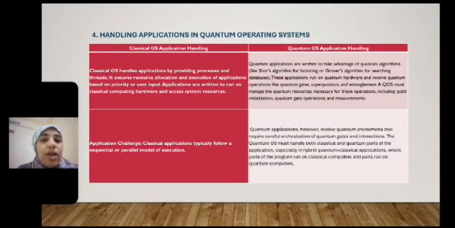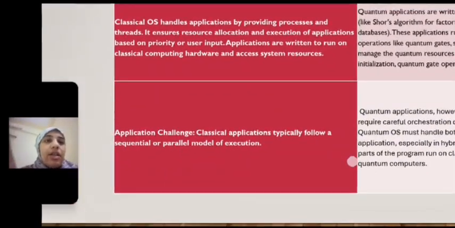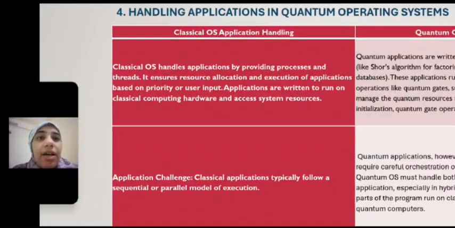Maybe this is the last one: application handling for classical OS and for quantum OS. Let's see. A classical OS handles applications by providing processes and threads. It ensures resource allocation and execution of the application based on priority or user input. Applications are written to run on classical computation hardware and access system resources.